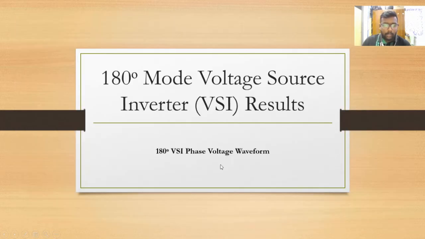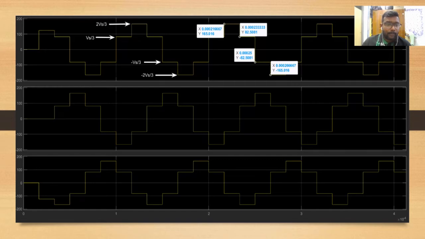Let's look into the phase voltage waveform. These are the steps that I have told earlier. At the peak, we have produced 165.016 volt. For the second step, we have produced 82.5081 volt. This is the negative cycle. The values produced on the positive and the negative are the same. For the negative cycle, there is a negative symbol in front of the value.